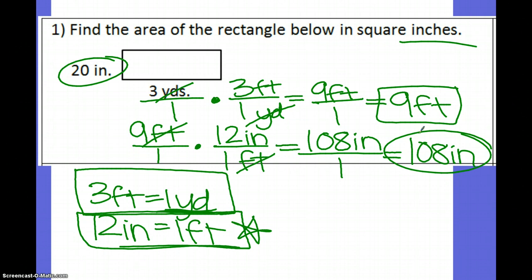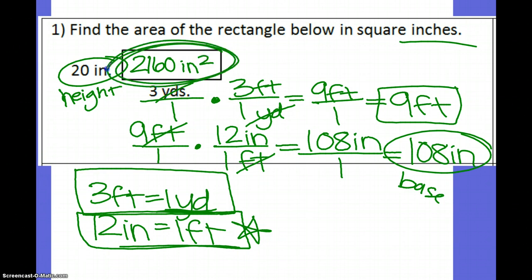So now we have 108 inches as our base, and our height is here. So to get the area, base times height, 20 times 108 is 2,160 inches squared, which is our final answer as the area.